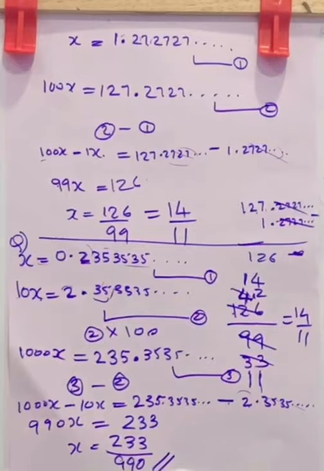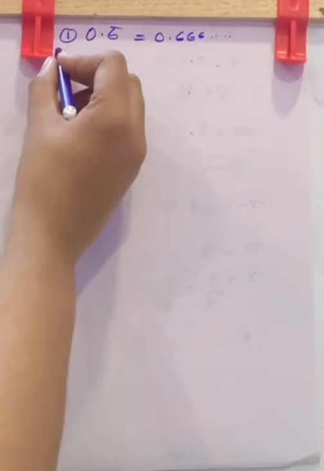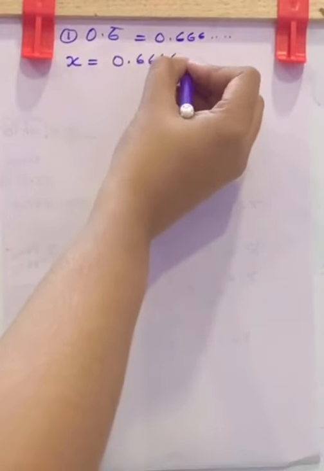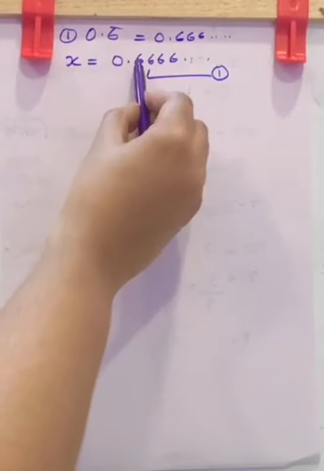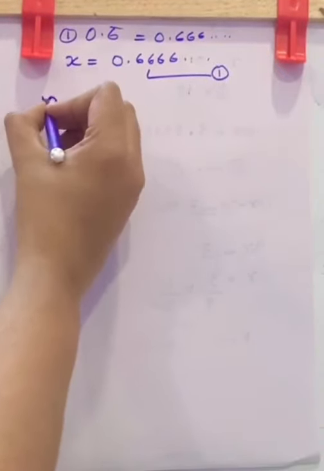Now coming to exercise questions. Express the following in the form P by Q. The first question is 0.6 bar. So first you want to write it as 0.666 etc. and name x is equal to, we don't know the P by Q form, that is why we are writing it as x. X is equal to the given question 0.666 etc. Now name it as equation 1. Now look how many numbers are repeating. One number is repeating, so multiply with 1 and 1 zero, that is 10.